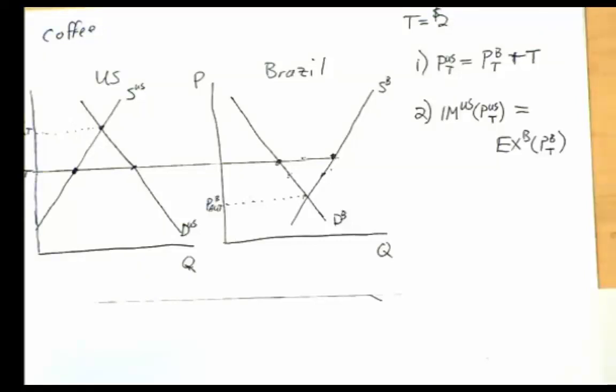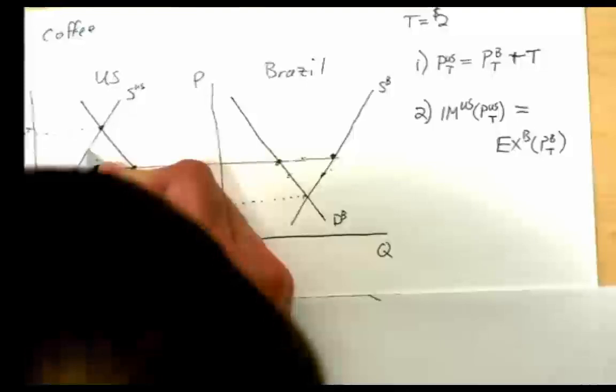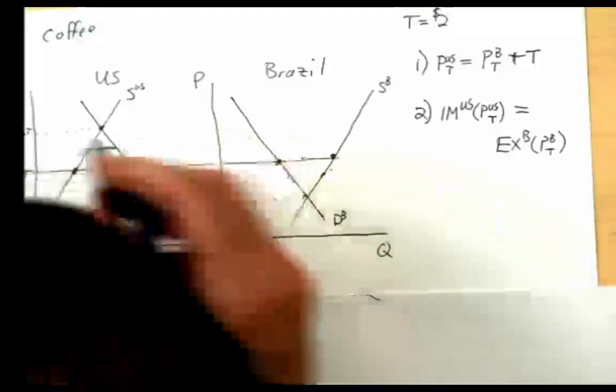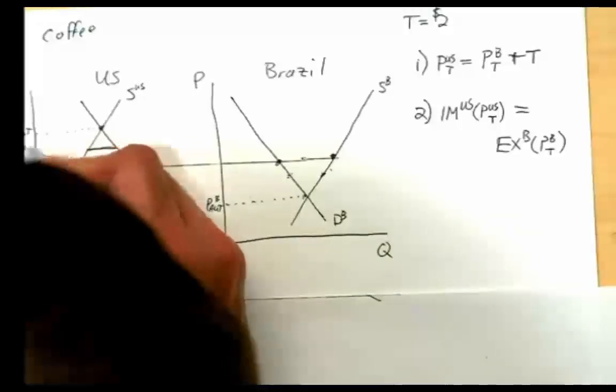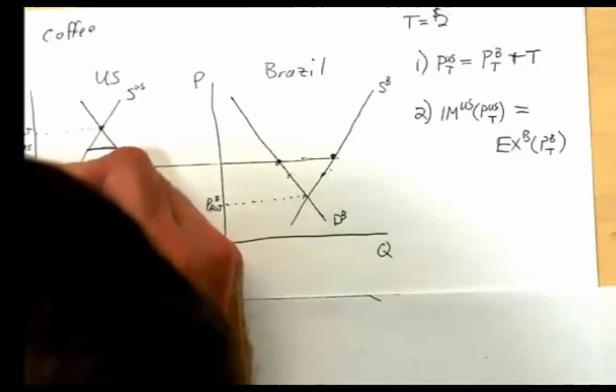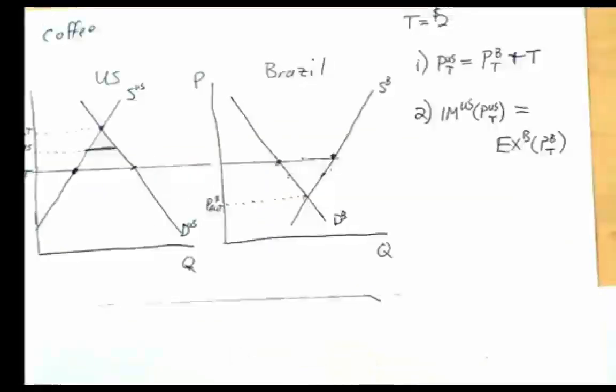All right, how's that going to look? It's going to look something like this. Let's just raise up the price for the U.S. to something like this. Let's call it P_US^T. Right there.